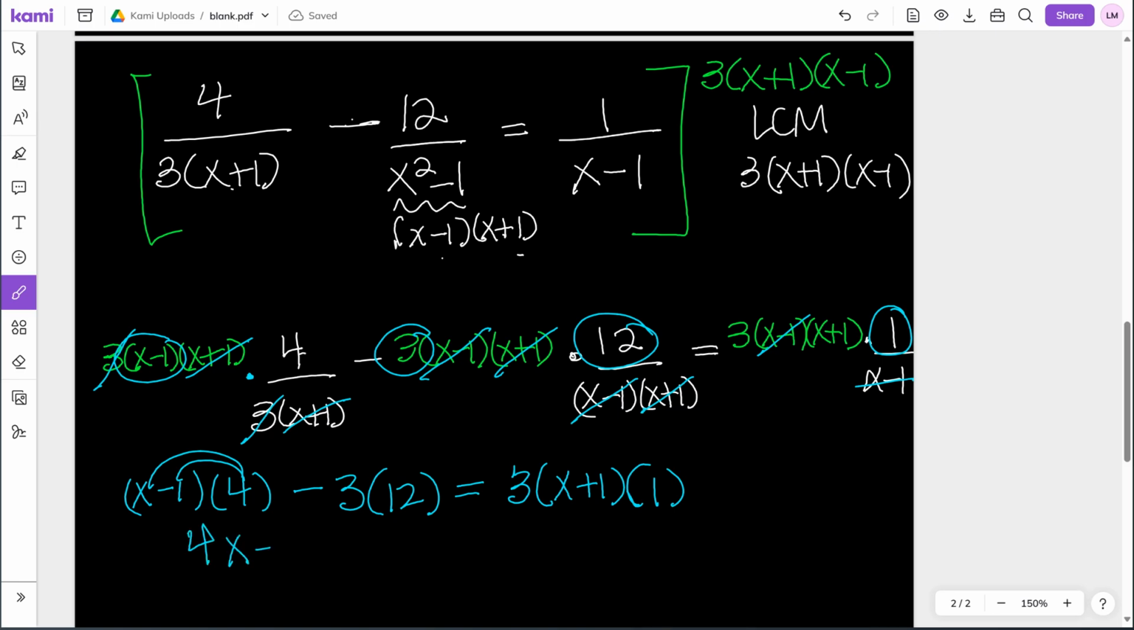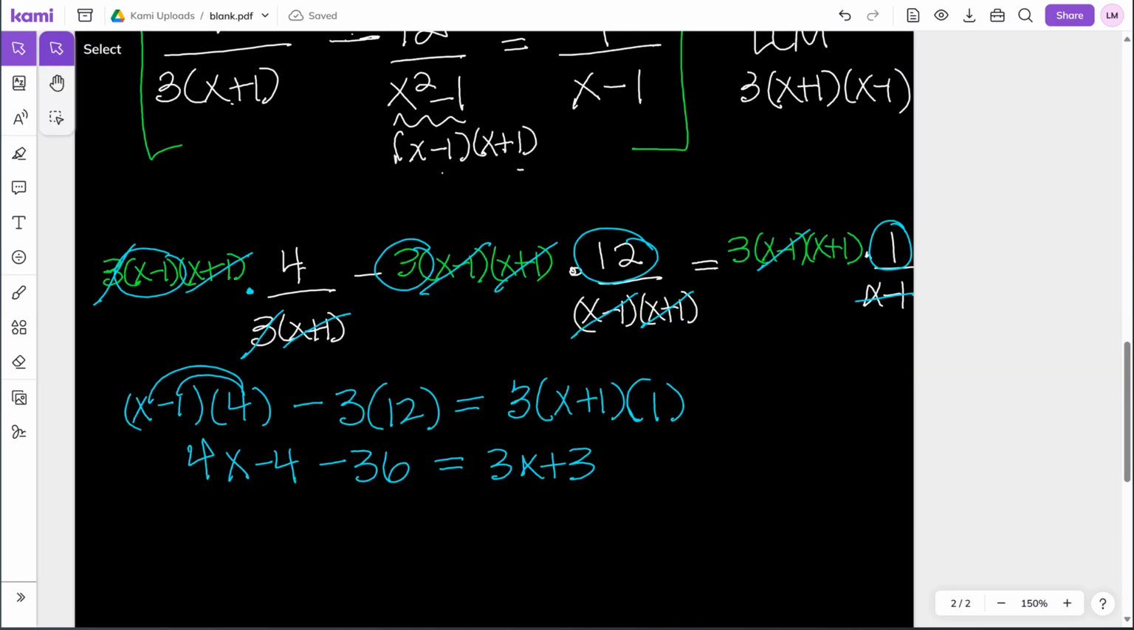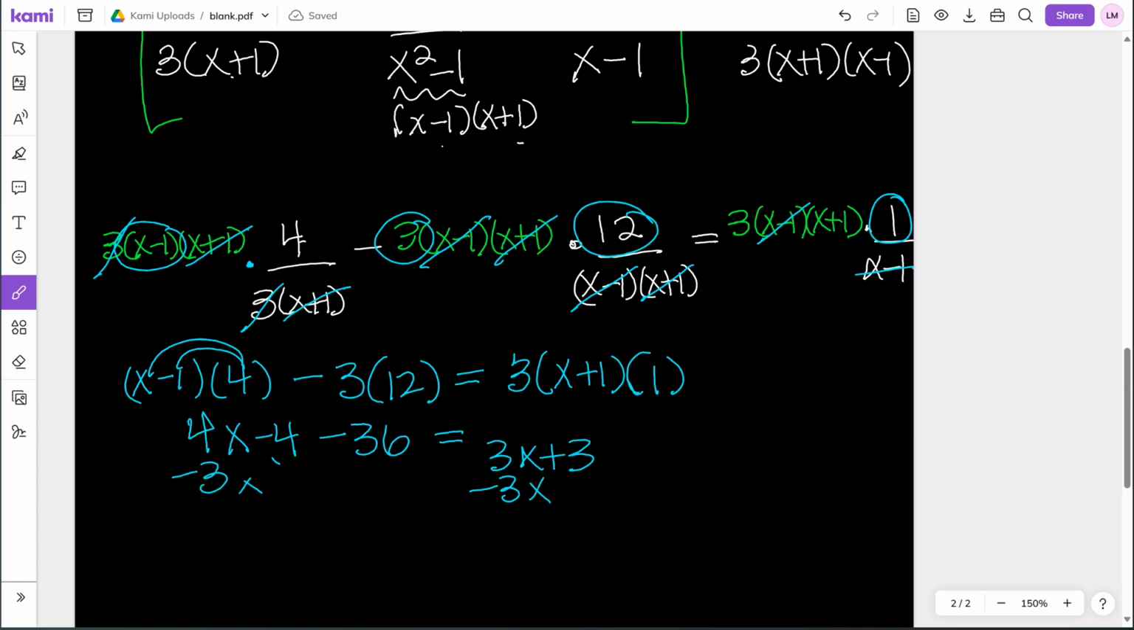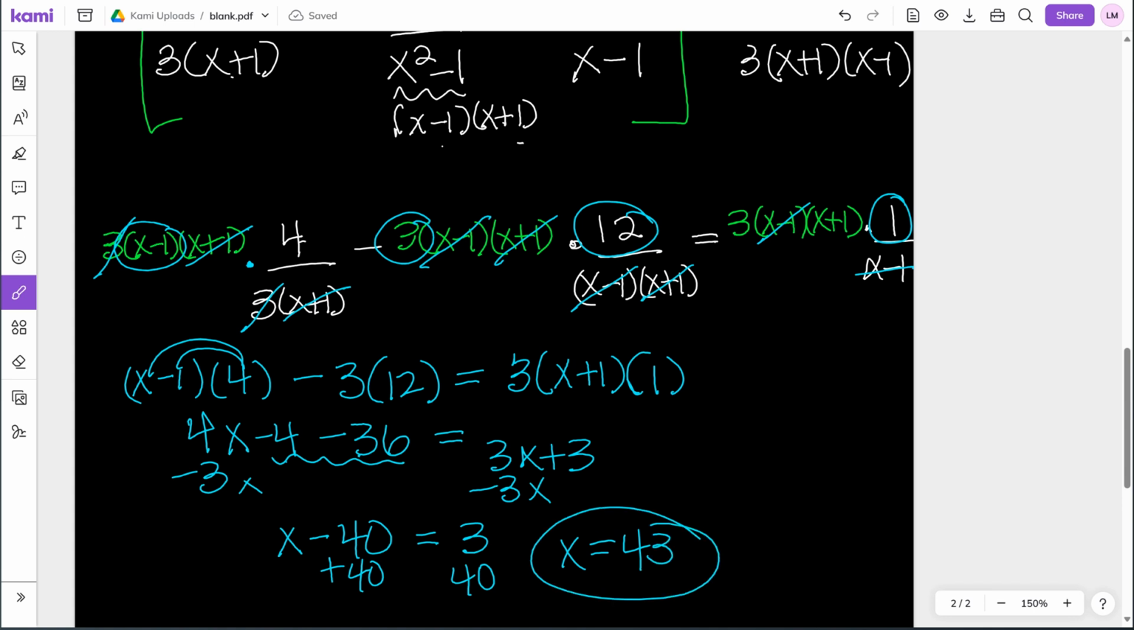So 4x minus 4, when I multiply that through, minus 36 equals 1 times x plus 1 is just x plus 1, so 3x plus 3. Now I want to solve this equation. So I'm going to subtract 3x from both sides. I'm going to put these two together. So x minus 40, it's negative 4 minus 36, it's negative 40, equals 3. Then I'm going to add 40 to both sides. So x is 43.